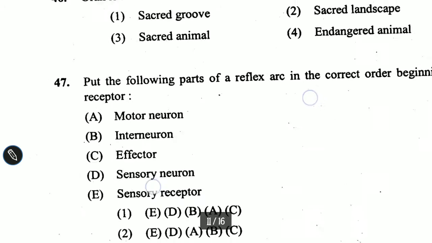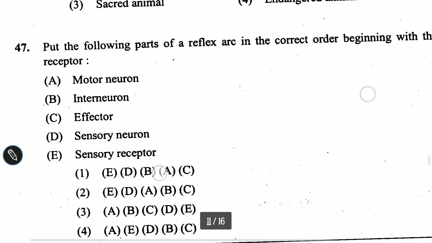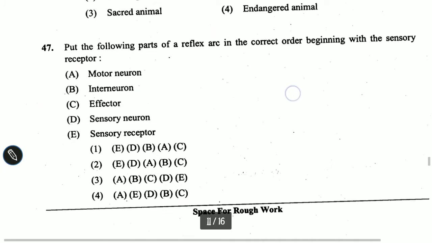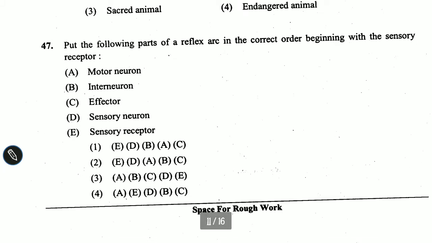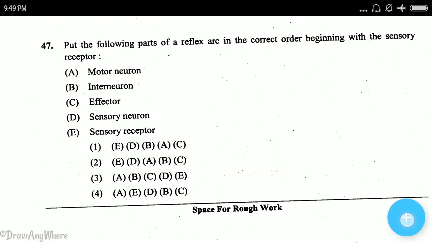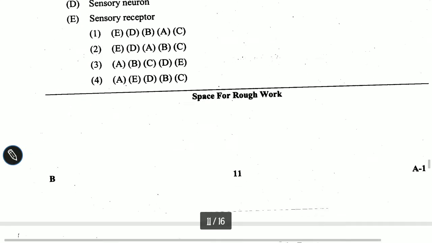Put the following parts of the reflex arc in correct order, beginning with the sensory receptor. Hopefully you can see the question completely. Now coming to the answer, the answer will be C. First will come the sensory receptor, then sensory neurons, then interneurons, then motor neurons, then effector. So the answer will be EDBANC. Understood? Now coming to the next question.